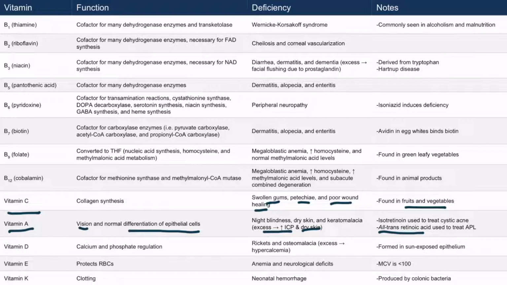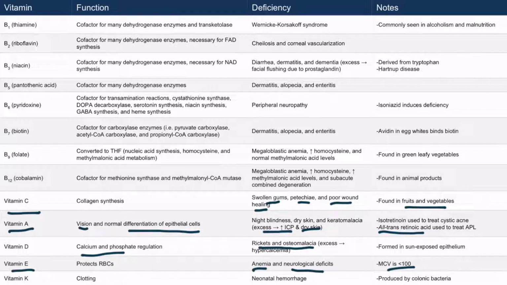Vitamin D is discussed in great detail in our physiology videos, especially in the endocrinology chapter, but very briefly, it's involved in the regulation of calcium and phosphate, and a deficiency can cause rickets and osteomalacia. Vitamin E is an antioxidant and is important for protecting red blood cells from free radical damage. A deficiency can result in anemia as well as neurological deficits. Don't get this confused with a vitamin B12 or folate deficiency. The anemia is different because it's not macrocytic. In other words, the MCV will be less than 100.